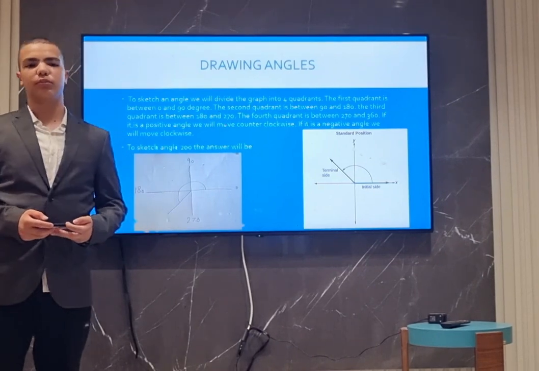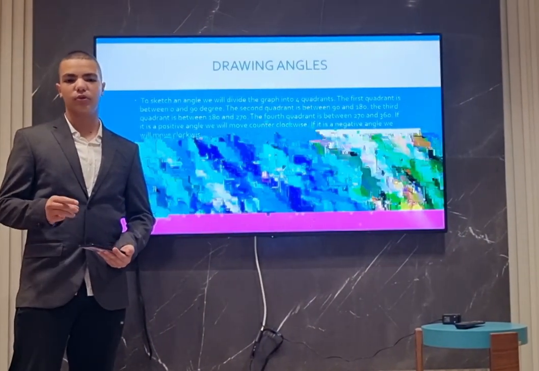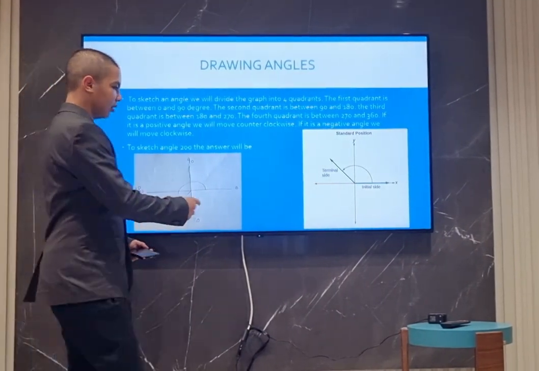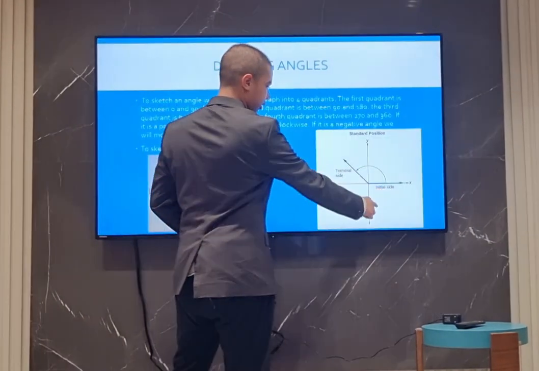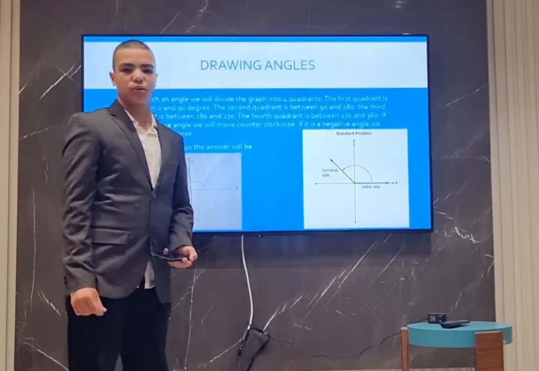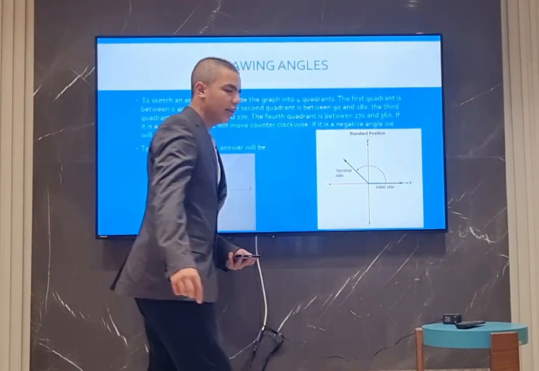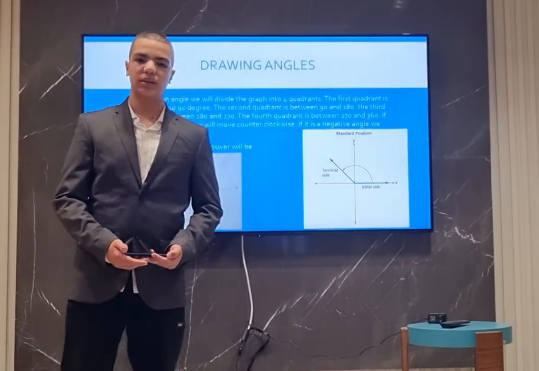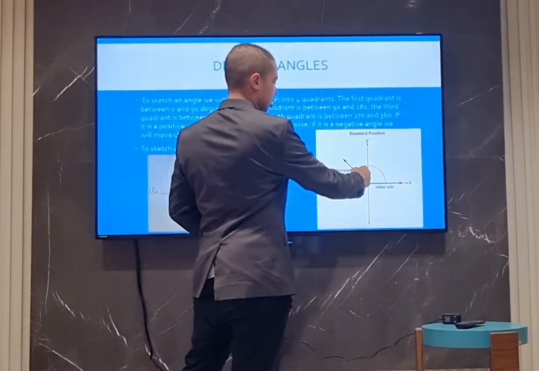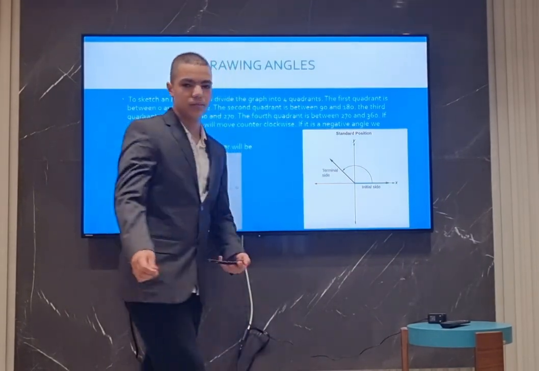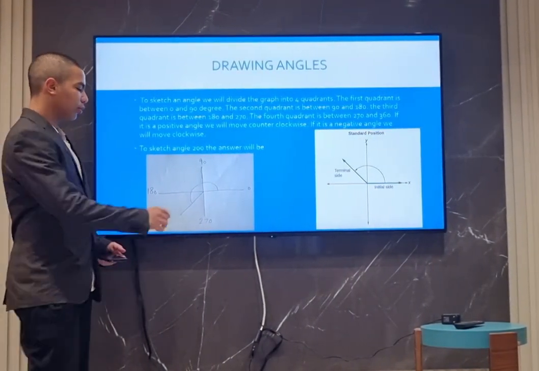Then we should know whether the angle is positive or negative. If the angle is positive, we move counterclockwise, like this. If it is negative, we move clockwise, like this. To draw the angle, we first draw the initial side, which is this side. Then we see which quadrant it is in, draw a line in this quadrant, and connect the two lines that we drew. If you are given angle 200 and want to sketch it, first we draw the initial side.